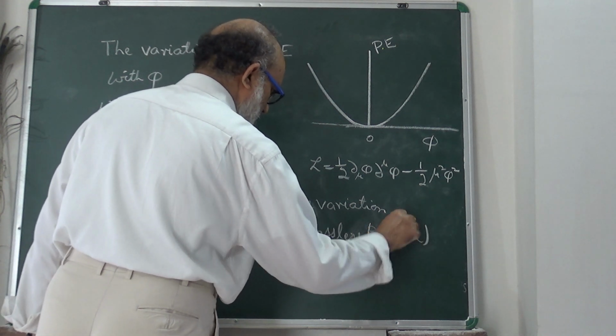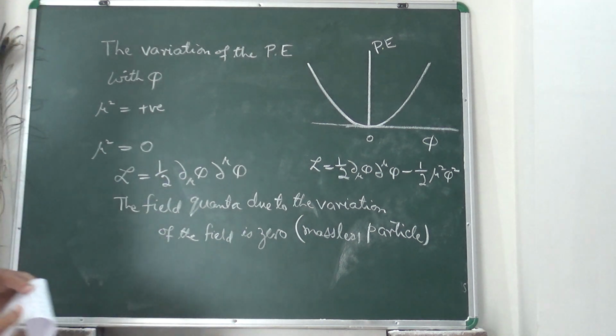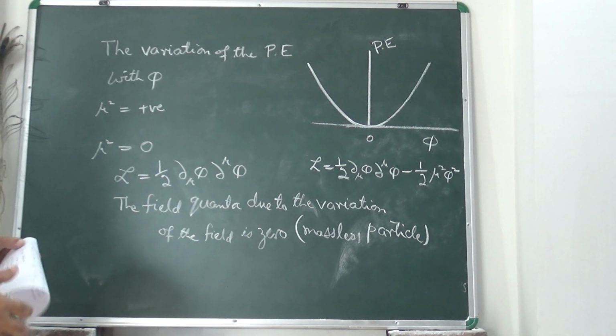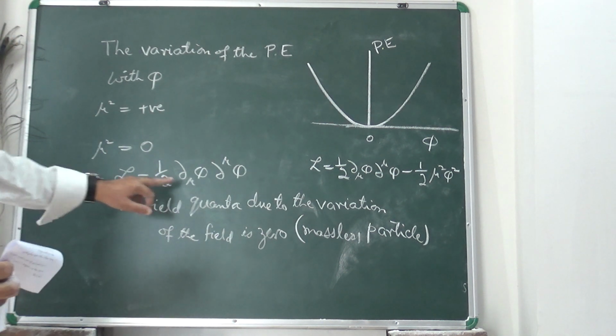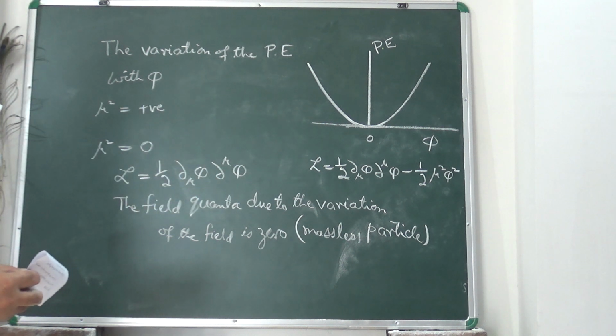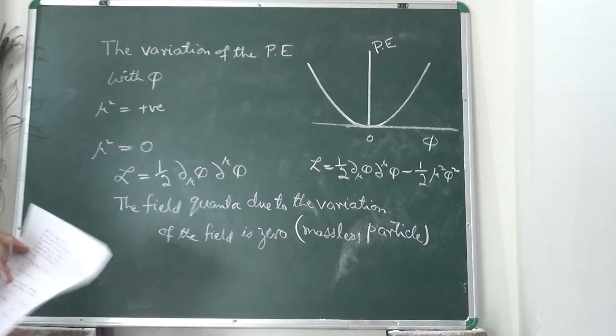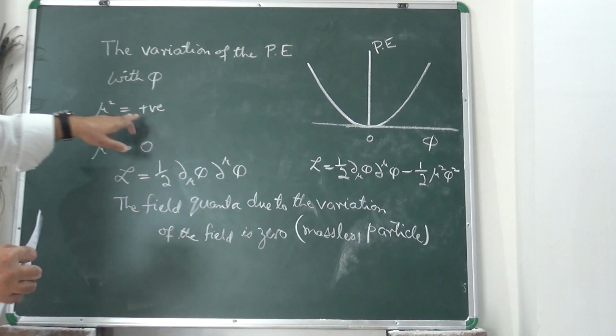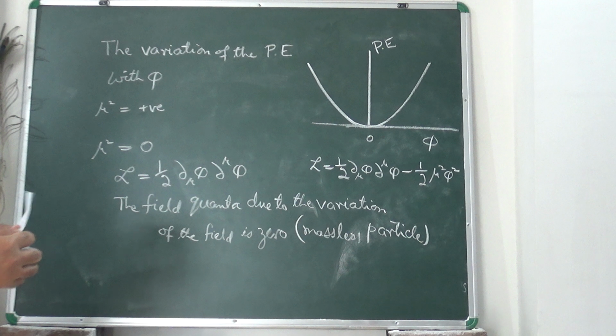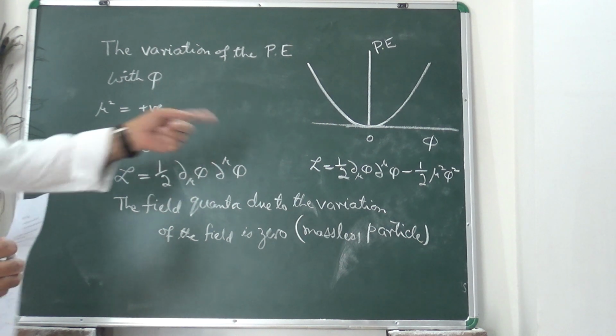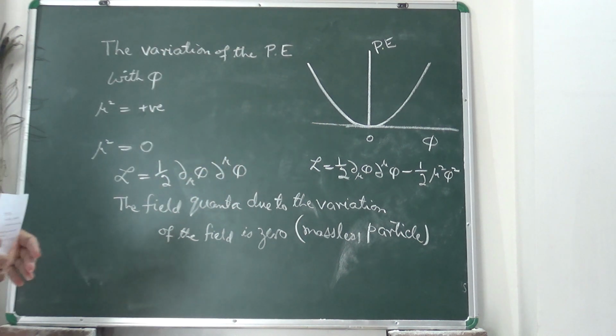This has no rest mass. Although it possesses kinetic energy, it has no mass, it's a massless particle. Now if you suppose mu square as negative, in that case the potential energy will be inverted.